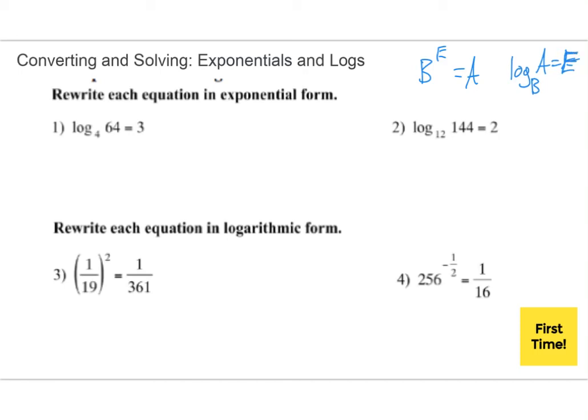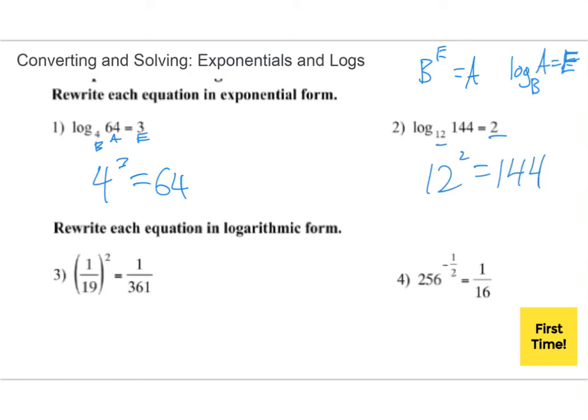Okay, so I'm going to convert this. So we've got 4, that's my base, 64, that's my argument, and 3 is my exponent. That would be 4 to the third is 64. For the second one, we've got the base 12 to the exponent 2 is 144.